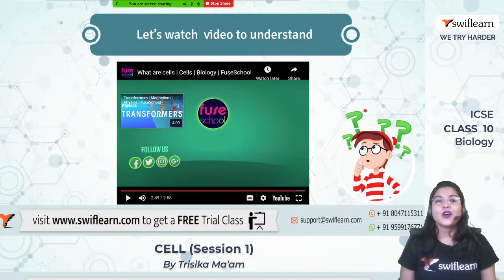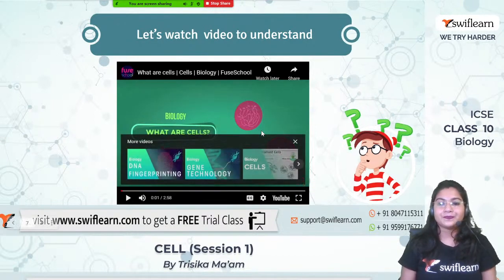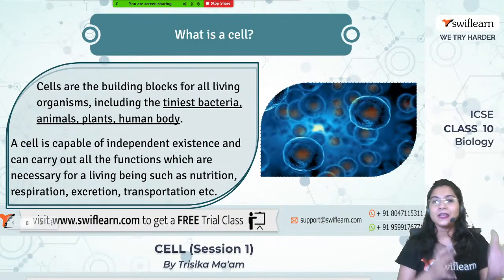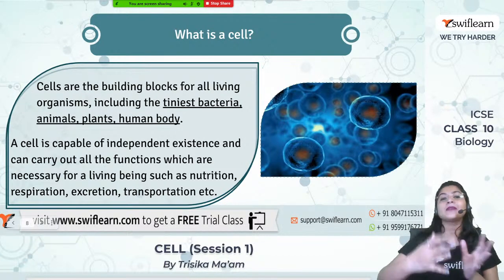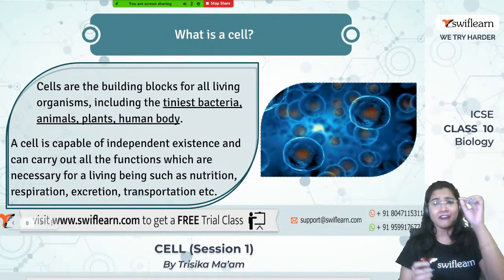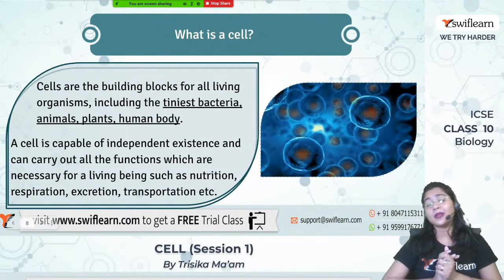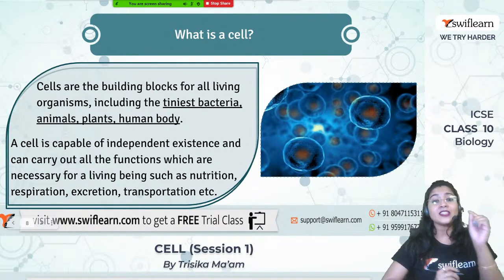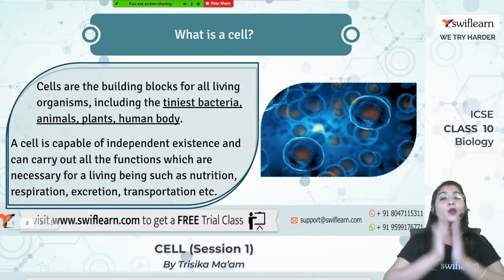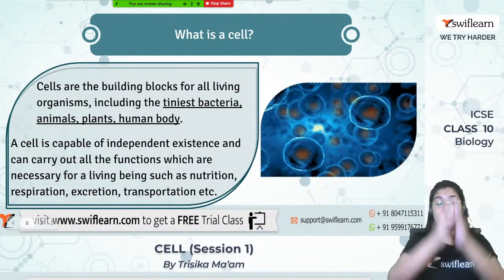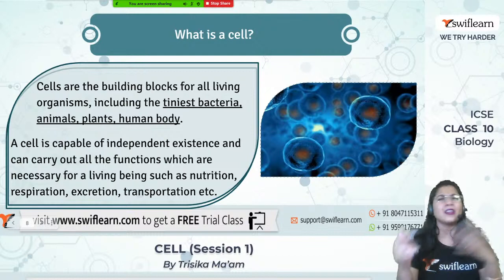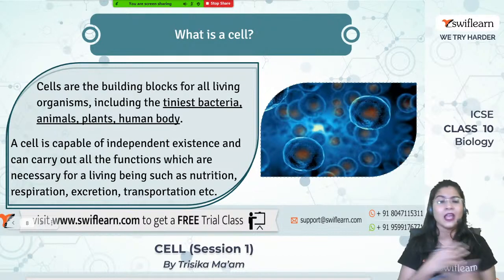Okay. So let us now find out what the cell is. As I have already said, the cell is the building block of all living organisms. It is the building block because it is giving a particular structure to all living organisms, starting from the very small bacteria to the large animals and plants and the human body. Each of the cells is capable of independent existence, and they all carry out the different functions of the body. So what type of functions do they carry out? They carry out different types of functions, which include nutrition, respiration, excretion, transportation, and other things like the nervous system and everything, right?